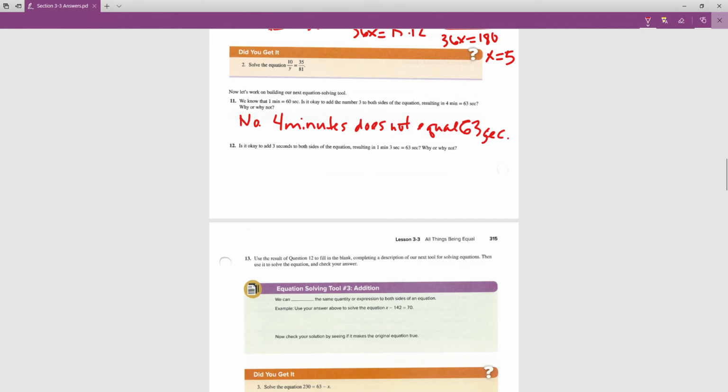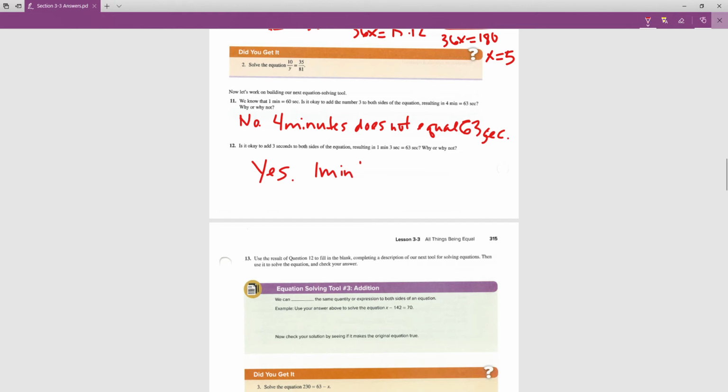So question 12, follow-up: is it okay to add 3 seconds to both sides of the equation? Now, not just the number 3, but 3 seconds to both sides. And then we would result in 1 minute and 3 seconds is equal to 63 seconds. Why or why not? This is okay because those are equal, right? So yes, this is okay, adding the same quantity, 3 seconds, to both sides. We started out with 1 minute equals 60 seconds, and adding 3 seconds to both sides does continue to make the statement true.